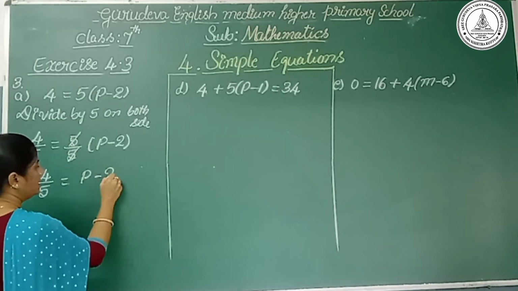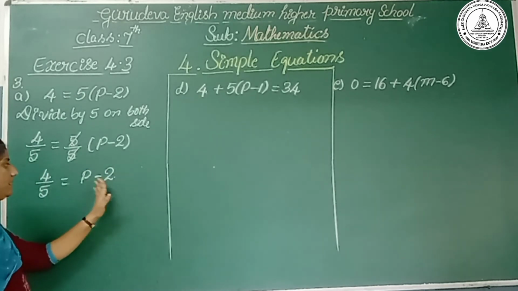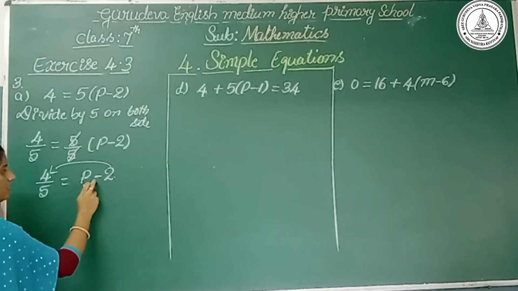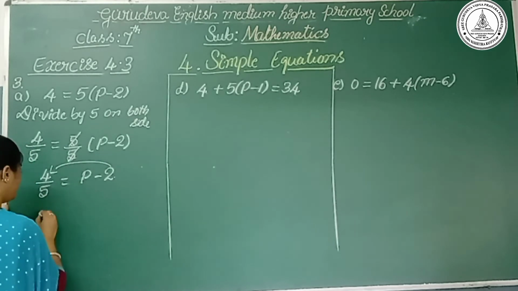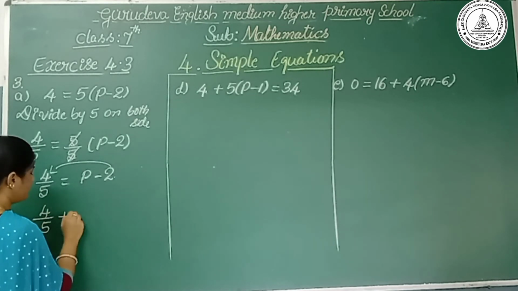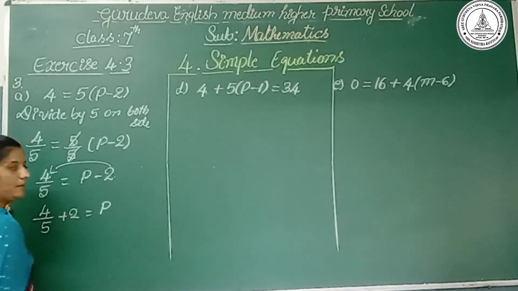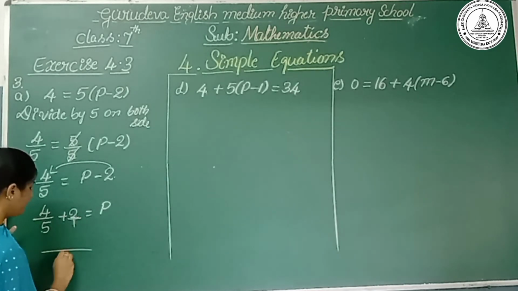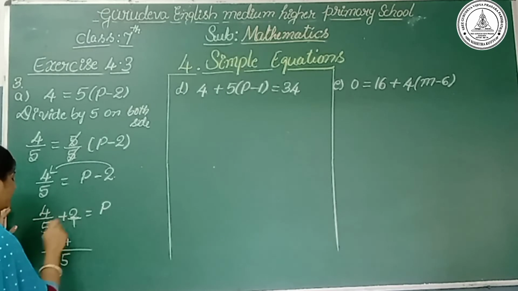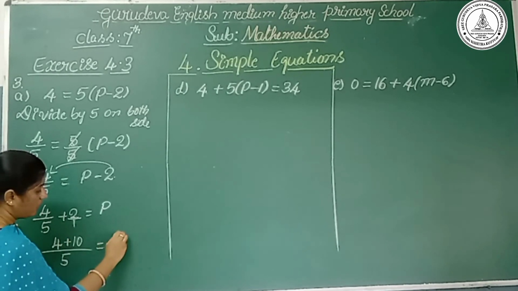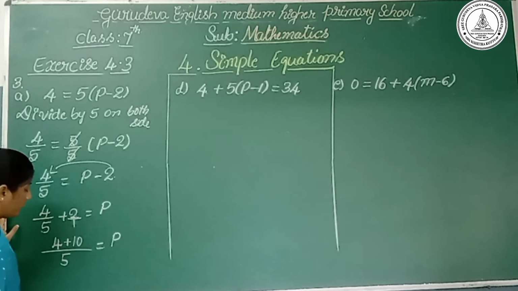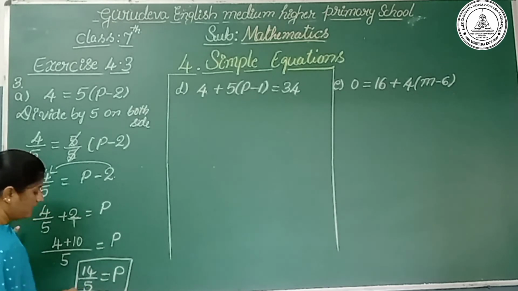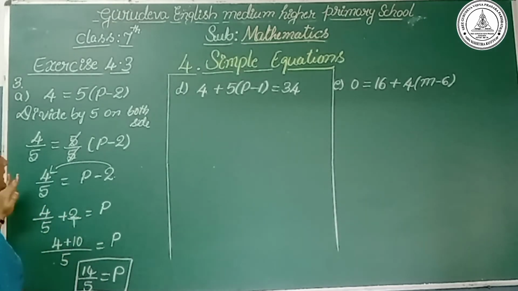p minus 2. Okay, so now here there is a minus 2, just transpose it to the left hand side. Okay, then after that minus 2 will become plus 2. Then write down here 4 by 5 plus 2, which is equal to p. So now you take the LCM for both. So 2 means 2 by 1, 5 ones are 5, here 4 plus 5 twos are 10, which is equal to RHS p. Then 4 plus 10 is 14. 14 by 5 is equal to p, the solution for the given equation.